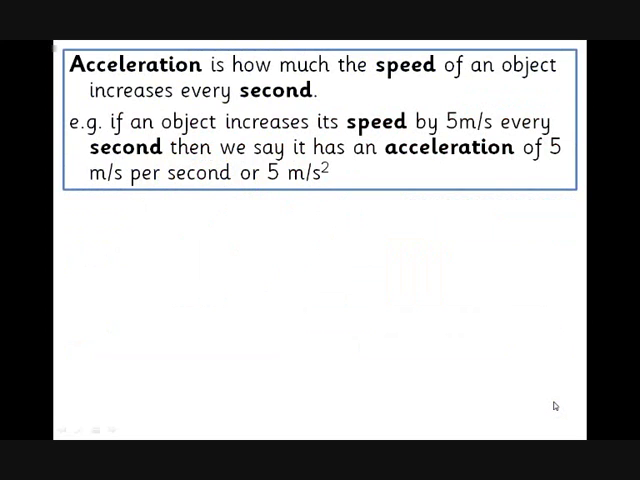On to acceleration. Acceleration is how much the speed of an object is increasing every second. So just think through that. This time it's not how the distance is changing with time, it's how the speed changes with time. So for example, if an object increases its speed by 5 meters per second every second, then it has an acceleration of 5 meters per second, and this is how we write that. We say it's 5 meters per second squared. It makes it a little bit easier to say and write. So in 1 second, its speed will have gone up from 0 to 5 meters per second. In the next second, its speed will go up from 5 to 10. In the next second, 10 to 15 meters per second, etc.